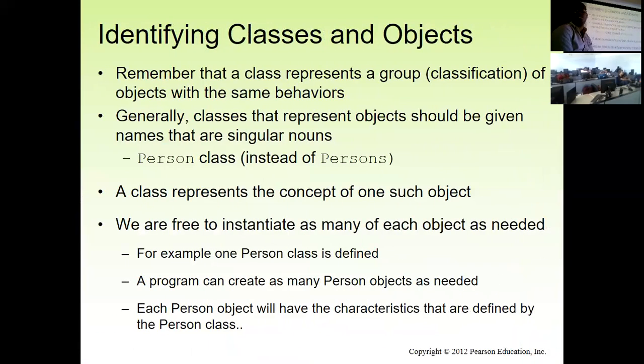Now, remember that a class represents a group or a classification of objects with the same behaviors. So generally, classes that represent objects should be given names that are singular nouns, and we talked about that in the past weeks. So a class represents the concept of the object, remember that, and then from that concept you can instantiate one or many objects of that type. So one person class is defined. A program can create as many person objects as needed. Each person object will have the characteristics that are defined by the person class, and so on and so on.